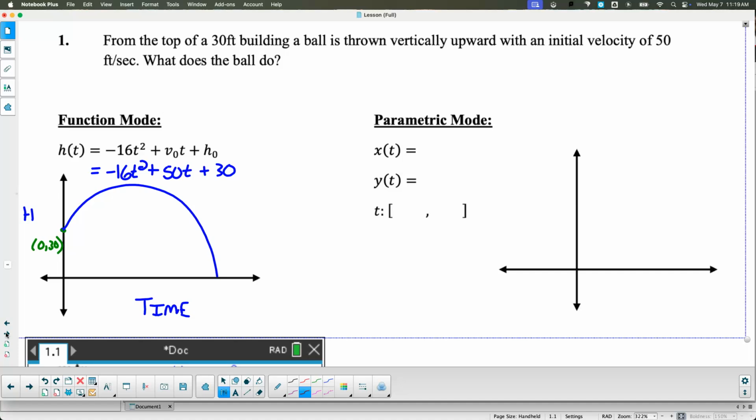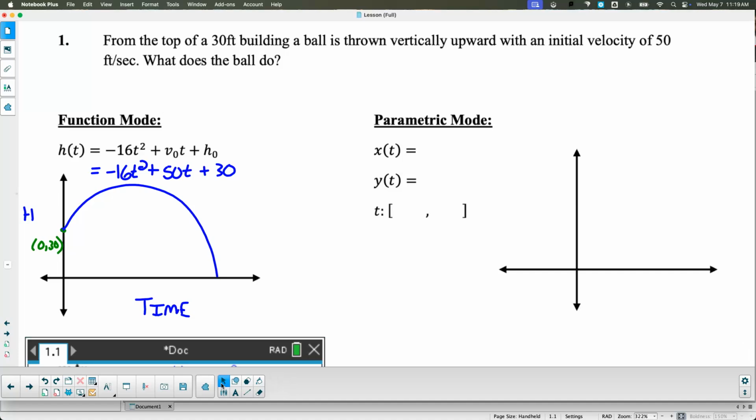And so for the parametric mode for this one, we are going to set some x value. I don't care what that x value is, it just can't be 0. So I'm going to choose 1. Because if it's 0, it's going to be flying on the axes, and we're not going to see it. Okay? So we want to be able to see it. Then, for the y value, this is going to be our negative 16t squared plus 50t plus 30. Same function.